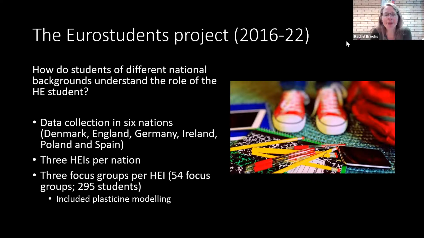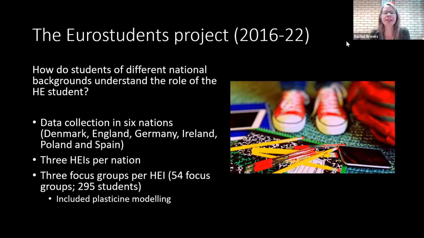And so to answer this question, we've collected data in 6 nations, which have been chosen on the basis of their differences in welfare regimes, means of funding higher education, and relationships to the European Union. So we've collected data in Denmark, England, Germany, Ireland, Poland, and Spain. And in each country, we've chosen 3 higher education institutions to try to reflect some of the diversity of provision in each country. And then in each institution, we've conducted 3 focus groups with undergraduate students. So a total of 54 focus groups with 295 students in total.